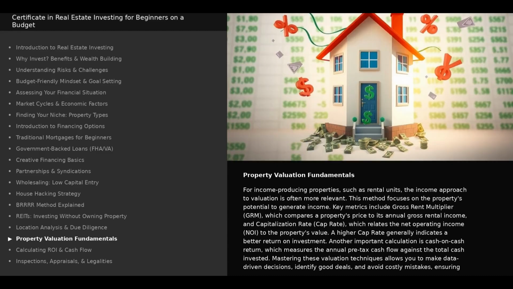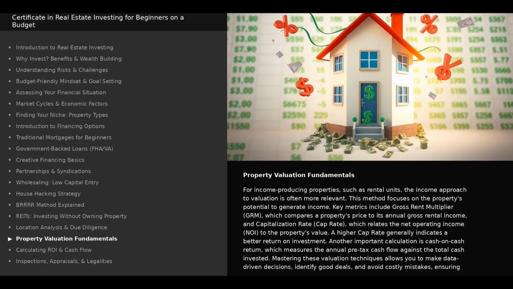For income-producing properties, such as rental units, the income approach to valuation is often more relevant. This method focuses on the property's potential to generate income. Key metrics include gross rent multiplier, GRM, which compares a property's price to its annual gross rental income, and capitalization rate, cap rate, which relates the net operating income, NOI, to the property's value. A higher cap rate generally indicates a better return on investment.